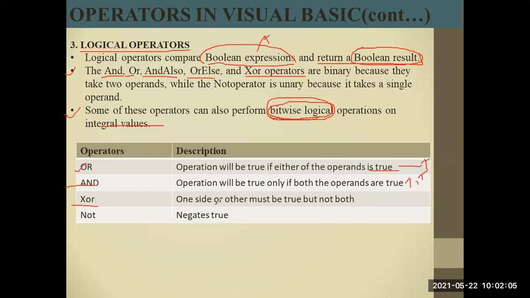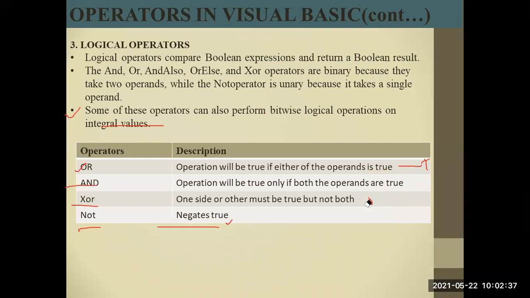Now there is the XOR operation. In XOR, one side or the other must be true, not both. That means exactly one of them is true. If both are the same, that is both are 0 or both are true, then it will be false. If either of the values is true, then it will be true. And NOT simply gives the opposite, or negates the true value. So this is about the logical operators that are supported by visual programming.